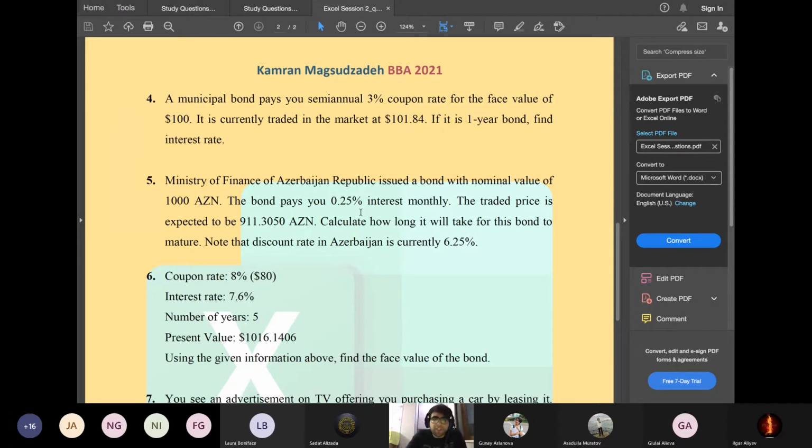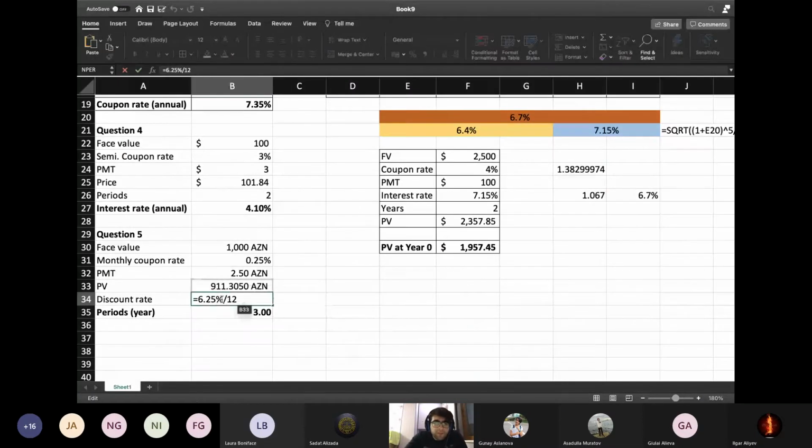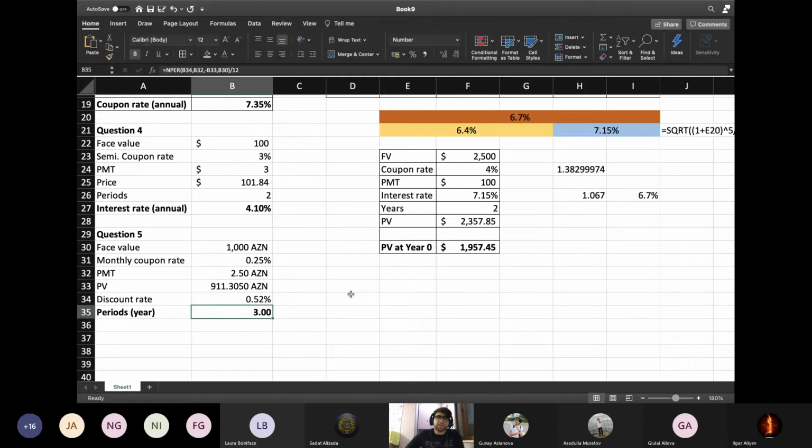But our bond pays us interest monthly. It is a monthly coupon bond. So therefore, we should divide 6.25% by the number of months in order to find the coupon rate, the discount rate for 1 month. And it is 0.52%. Is it clear?